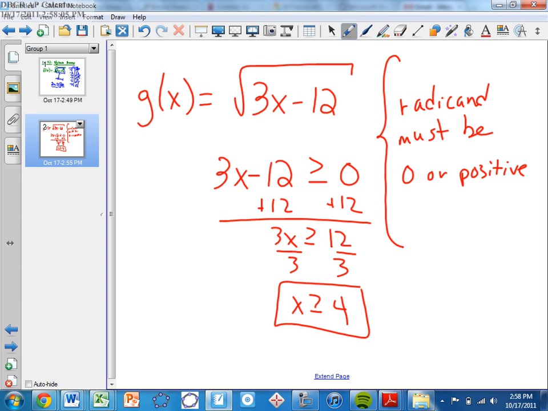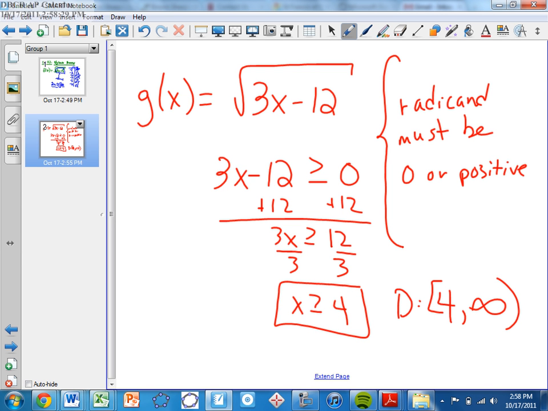Now, think for a second. What are all the numbers bigger than or equal to 4? Give me another example. 5, 10, all the way up until what? Infinity. So I'm going from 4 all the way up until infinity. So I should write this as the domain is 4 all the way up until infinity.